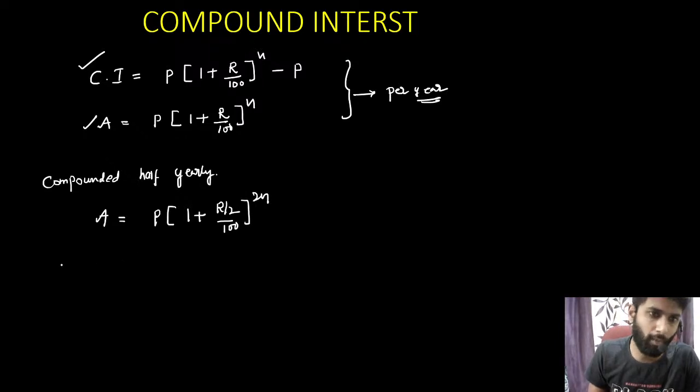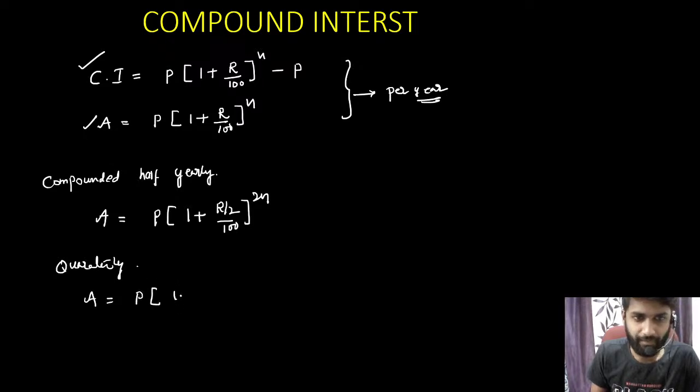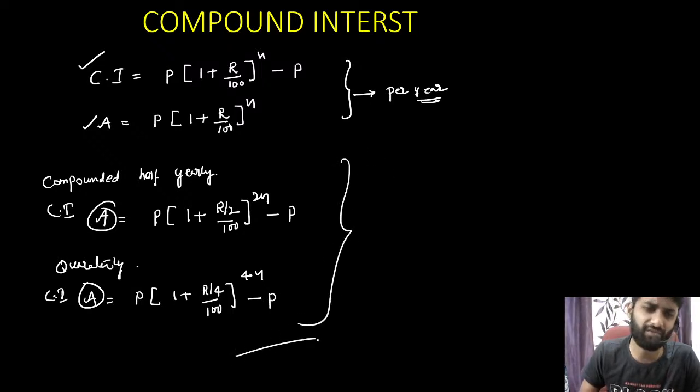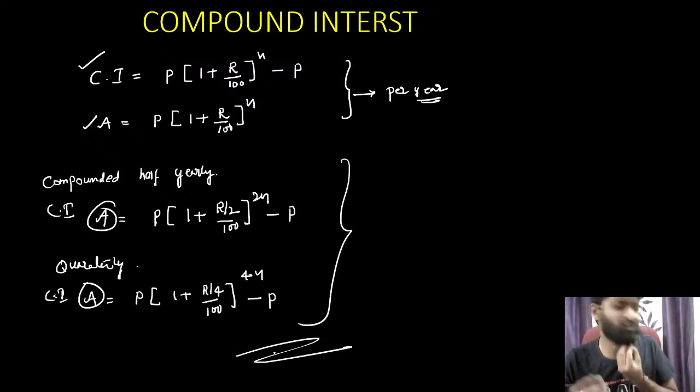If you want compounded quarterly, the amount formula is P into (1 plus R by 4 by 100) whole power 4n. If you want compound interest, you subtract P. If you want interest, you subtract P. Is clear? These are the formulas. If you see the entire compound interest topic, these are the formulas, guys.